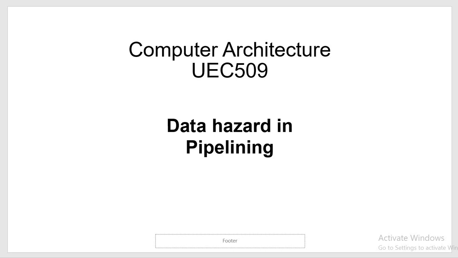We have already discussed that the pipeline structure has some hurdles, which are also called hazards. There are three types of hazards: structural hazard, data hazard, and control hazard. So today we will discuss what the data hazard is, what its impact is, and how we can remove the data hazard in pipelining for the smooth functioning of the pipeline.